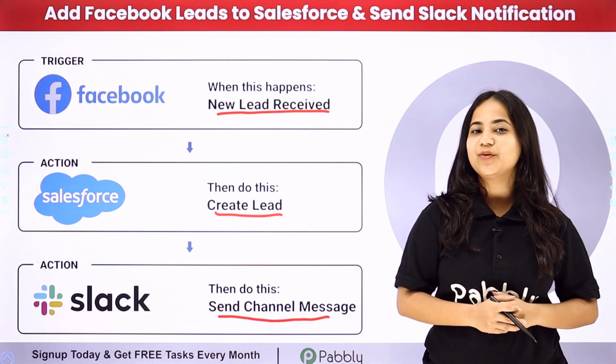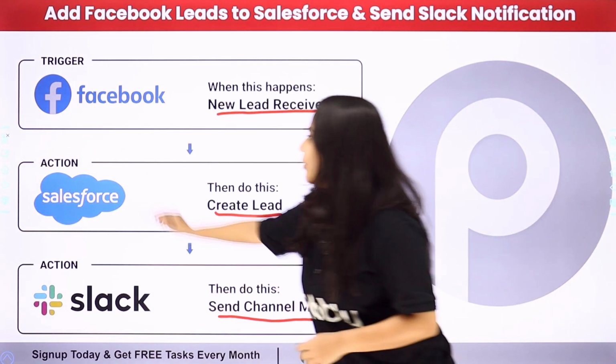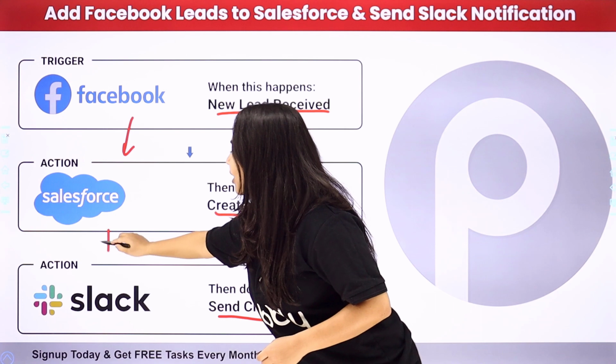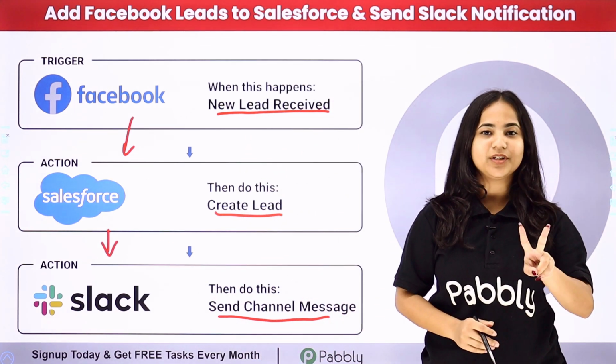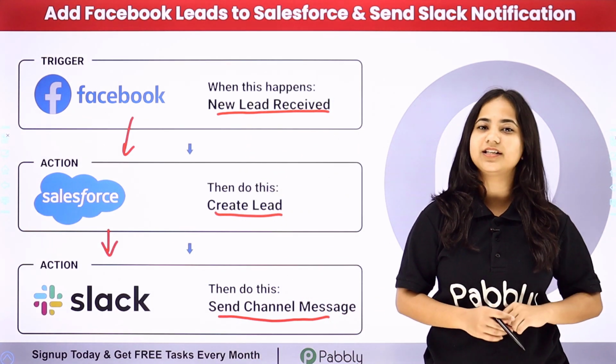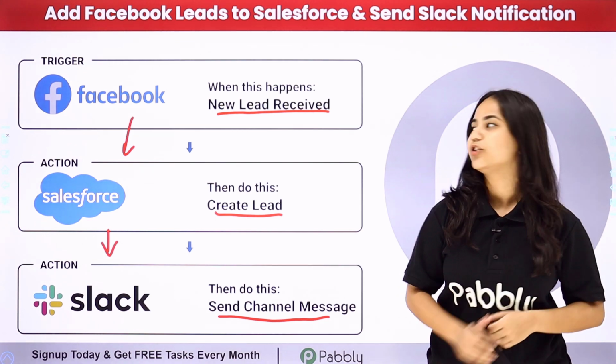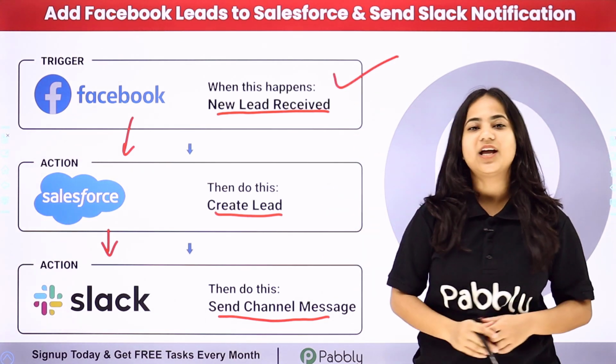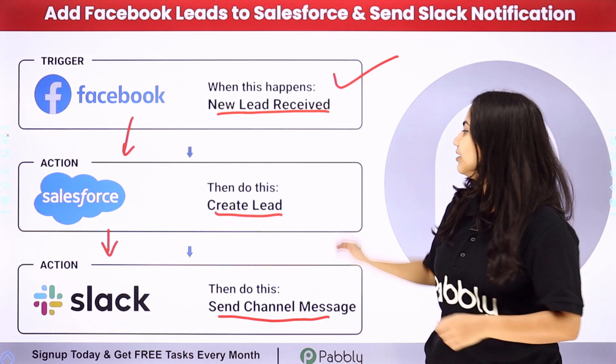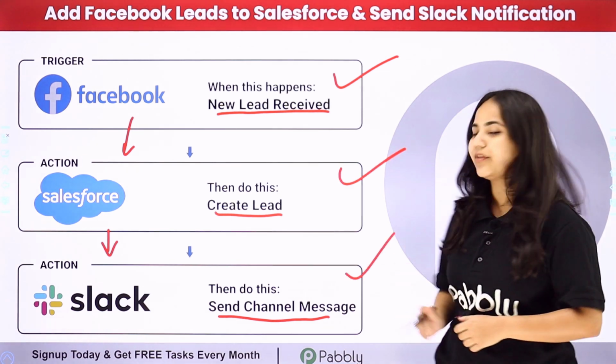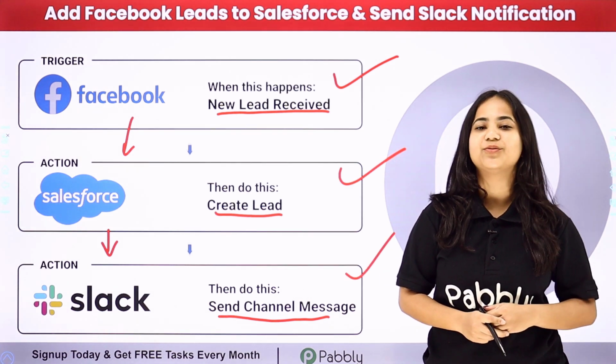For that, I am simply going to create a connection between my trigger and action applications. Pabbly Connect works on two principles. First is trigger and second is action. Here my trigger application is Facebook lead ads and my action applications are Salesforce and Slack. To learn how to do this, let me take you to my screen.